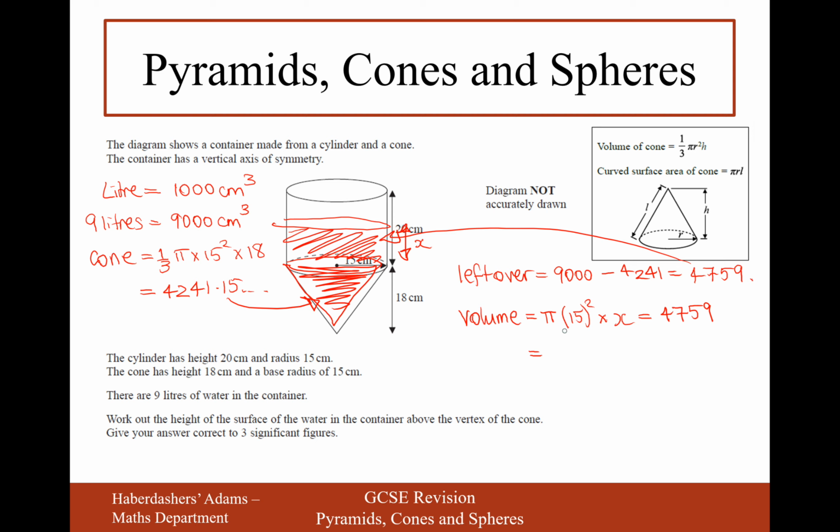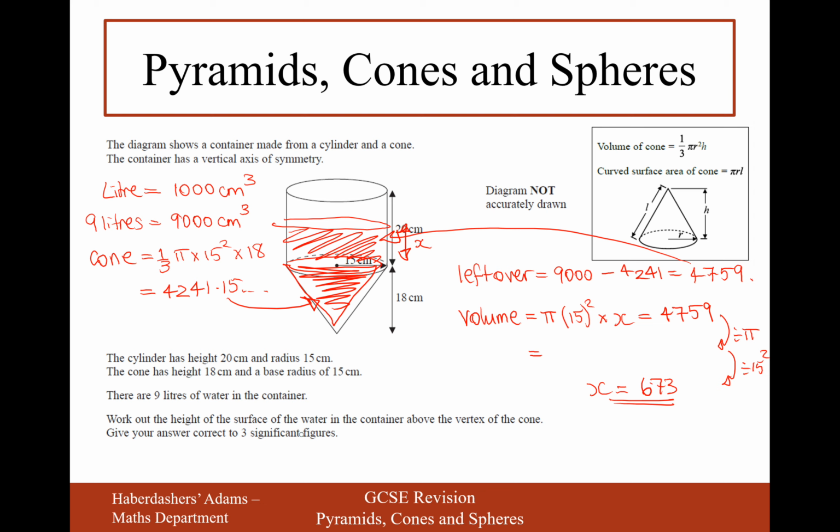So what we're going to then do is take our 4759 and divide by pi and divide by 15 squared. And that will leave us with x. So take our answer, divide by pi and then divide by 15 squared. And it will leave us with 6.73. So that is the depth of the container from where the container starts, not above the cone.